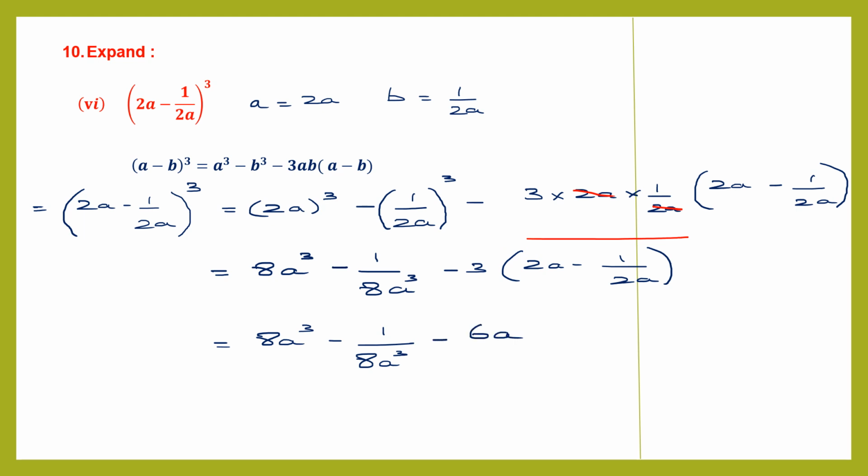Then let's continue. Let's multiply minus 3 into minus 1 by 2a. Minus into minus is plus, 3 ones are 3 and 2a. So this becomes plus 3 by 2a. So this is our final answer: 8a cube minus 1 by 8a cube minus 6a plus 3 by 2a.